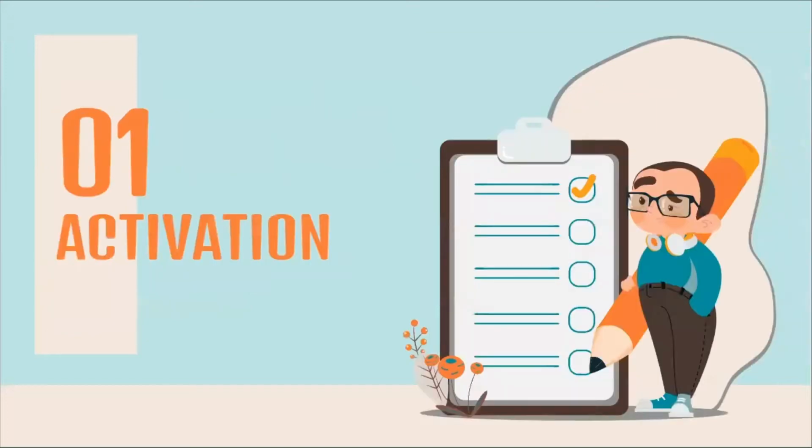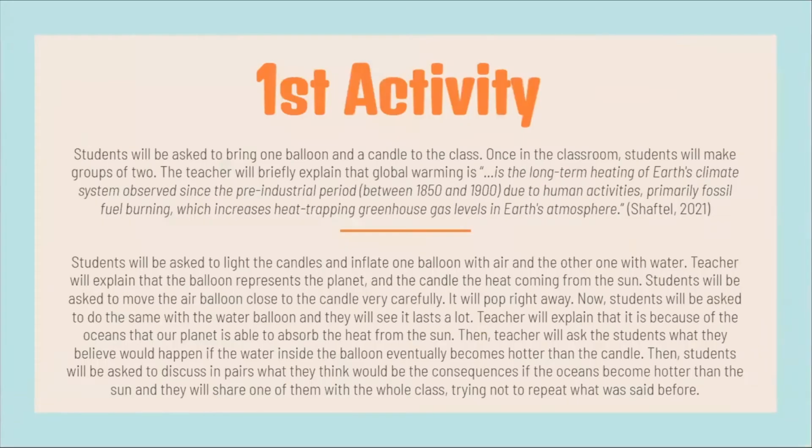First, we have our activation stage. For our first activity, students will be asked to bring one balloon and a candle to the class. Once in the classroom, students will make groups of 2, and the teacher will briefly explain what global warming is. See the citation. After that, students will be asked to light the candles and inflate one balloon with air and the other one with water.